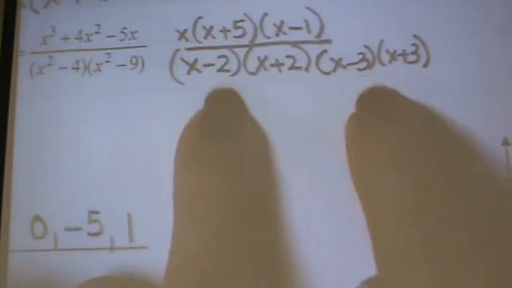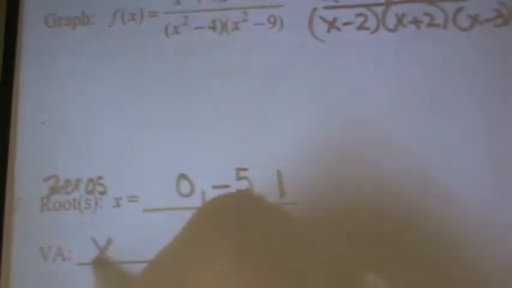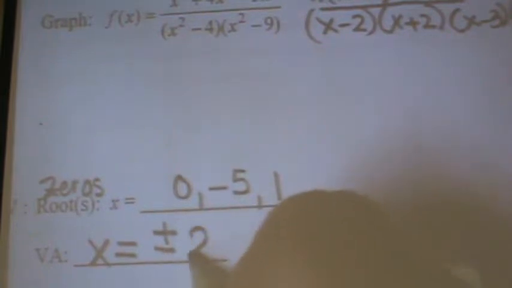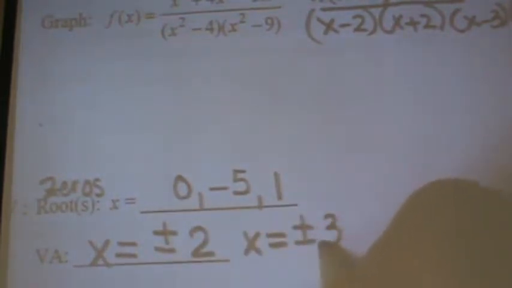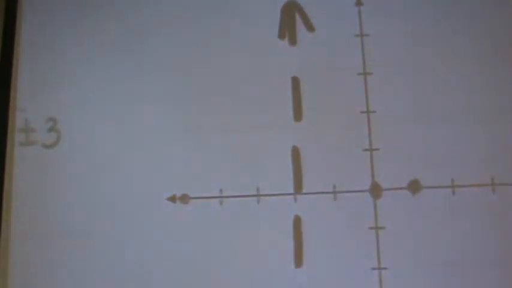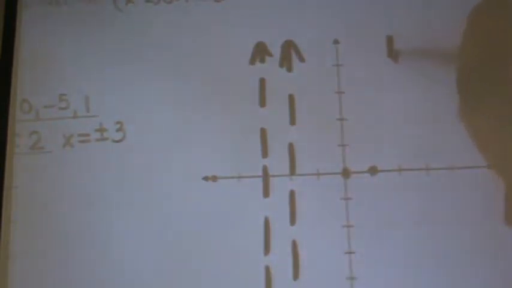So my graph is going to cross the x-axis. It's going to pick up those 3 points. My vertical asymptotes, wow, I have 4 of them. What are my 4 vertical asymptotes? How do you graph x equals 2, -2? There's x equals -2. You put them all in. x equals -3, x equals +2, and x equals +3.